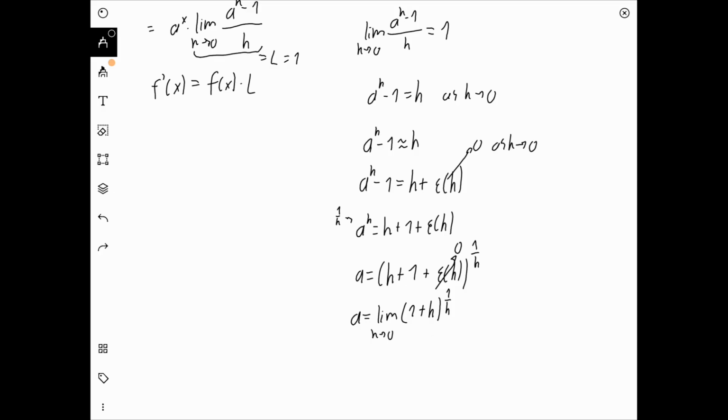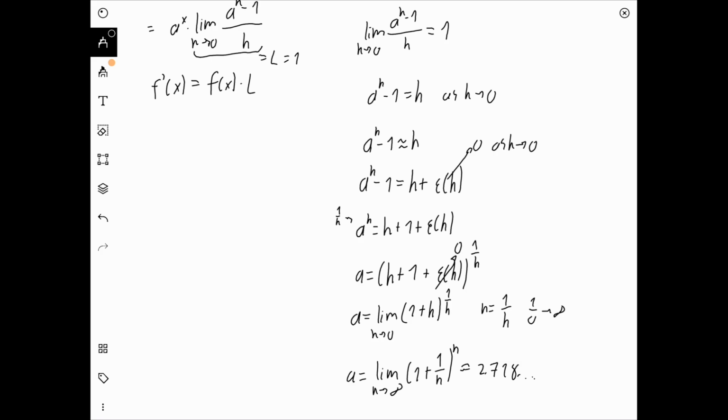And lo and behold, if we say that n equals 1 over h, then as h goes to 0, n goes to infinity. So a equals the limit as n goes to infinity of (1 plus 1 over n) to the power of n. This is what a will equal. And if we actually evaluate this limit, we get the value 2.718, and so on. We get the value of e.